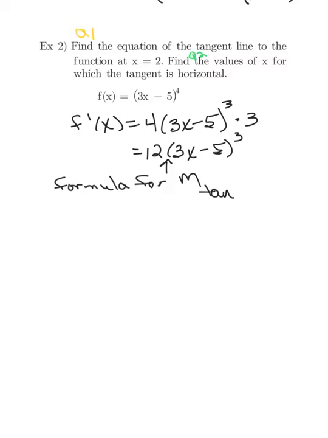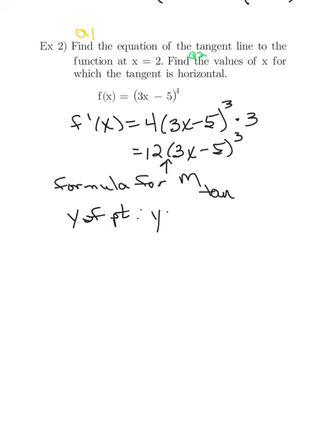For question 1, we are supposed to find the equation of the tangent line to the function at x equals 2. Remember, in order to write the equation of a line, you need the point and the slope. Right now, we only know the x-coordinate of our point. In order to find the y-coordinate of the point, we have to put the x-coordinate into the original function.